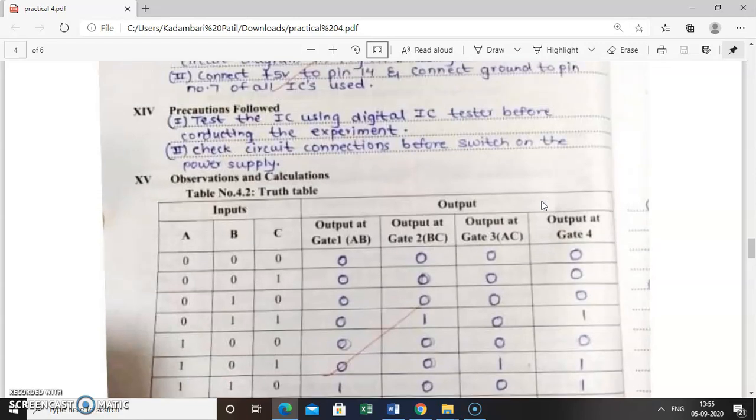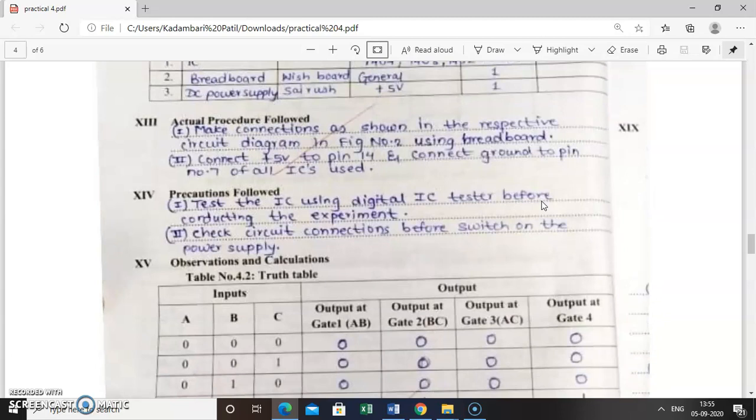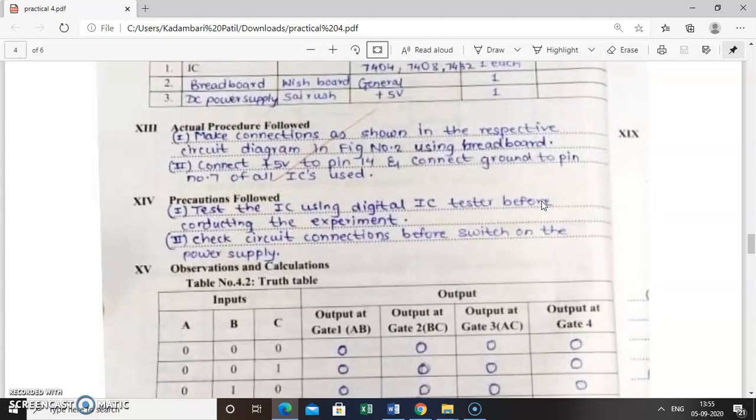So we can see what we have to do, the actual procedure. Make connections as shown in the respective circuit diagram using a breadboard. Connect the power supply to pin 14 and connect ground to pin number 7 of all ICs used.